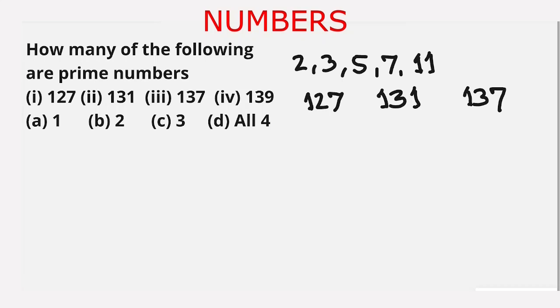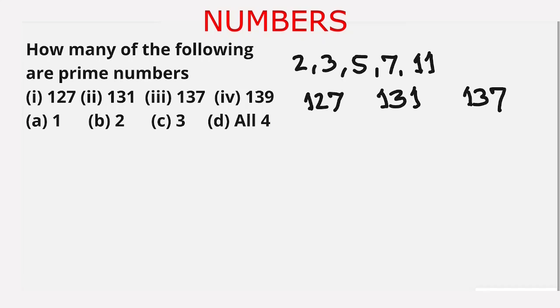Now this is also not divisible by 11, as the sum of the digits at odd places is 1 plus 7, which is 8, and 8 minus 3 is 5, which is not 0 or 11. Therefore 137 is not divisible by 11. Hence 137 is also a prime number.